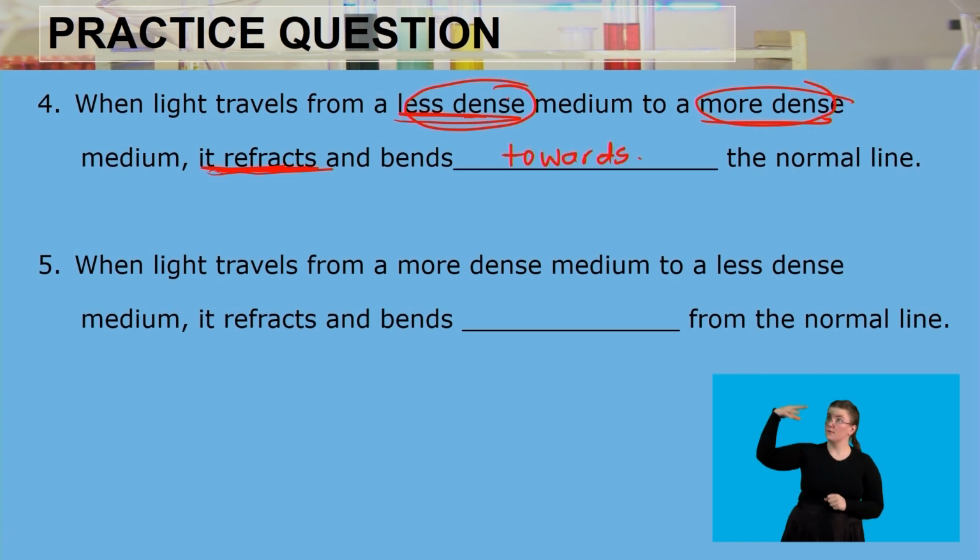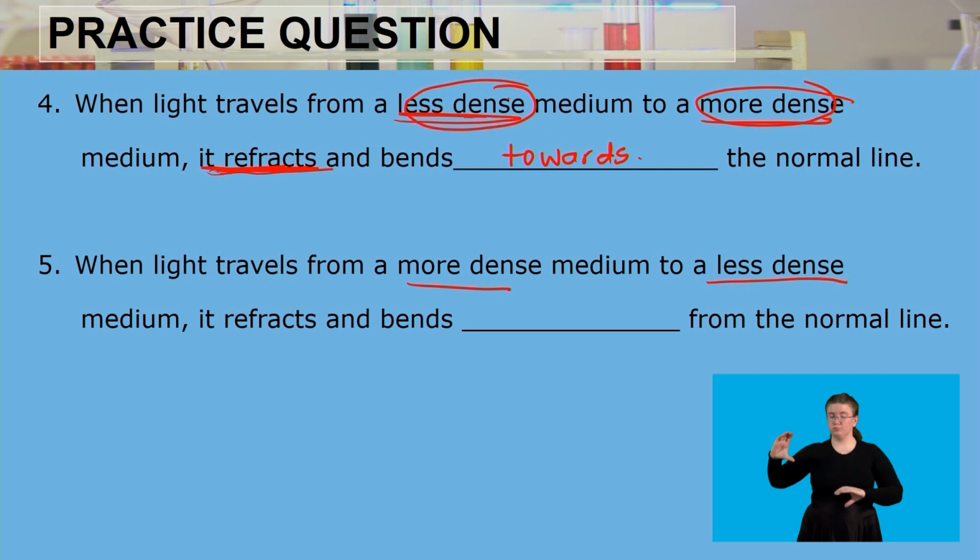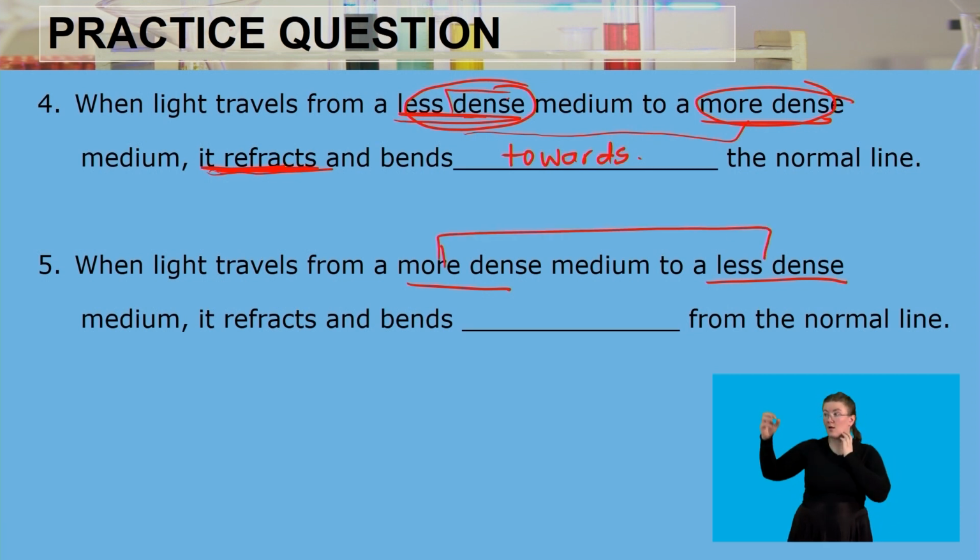So when light now travels from a more dense medium to a less dense medium, it refracts and bends something from the normal line. As we have said, if it is moving from a less dense medium to a more dense medium, it bends towards the normal. But if it is now moving from a more dense medium to a less dense medium, remember, here the speed of this light is going to slow down, but from more dense to less dense, it is going to increase. The light will speed up, and if it speeds up, it is going to bend away from the normal. So it is going to be bending away from the normal.